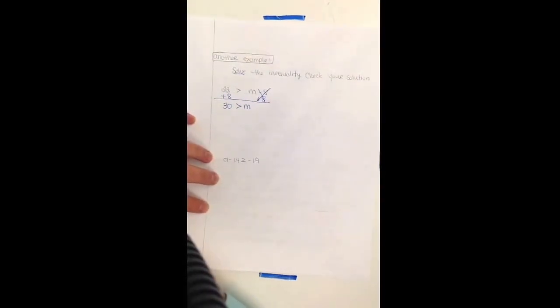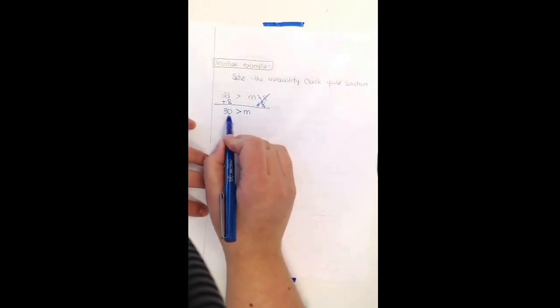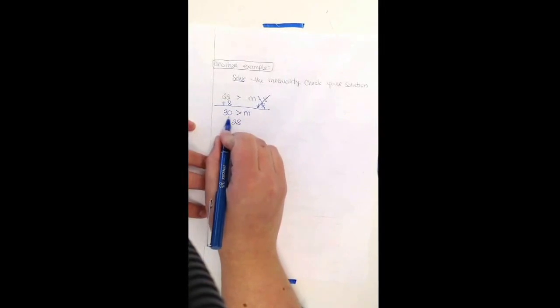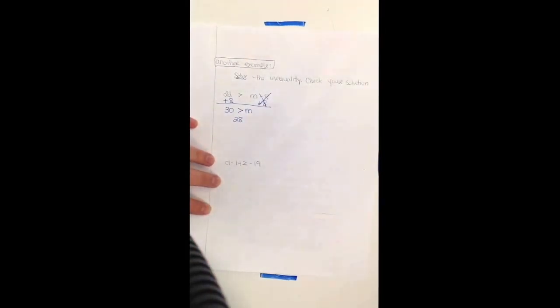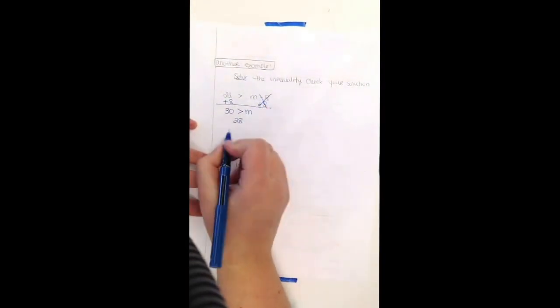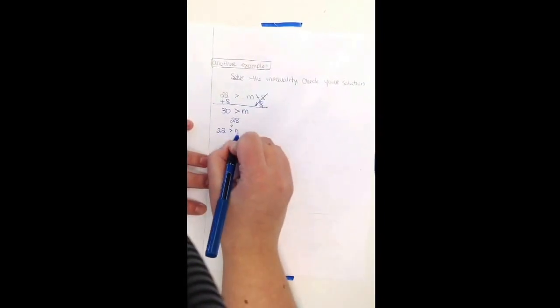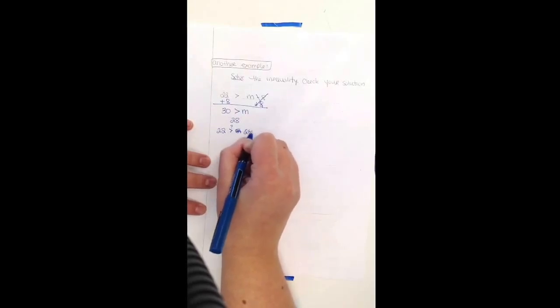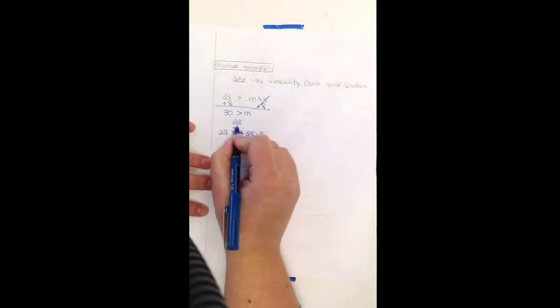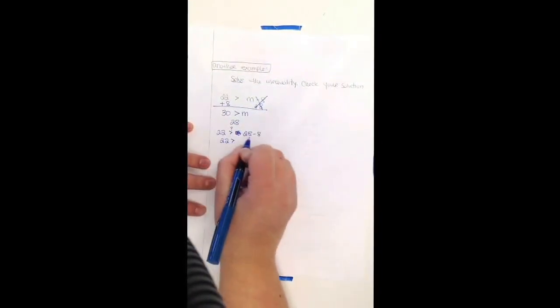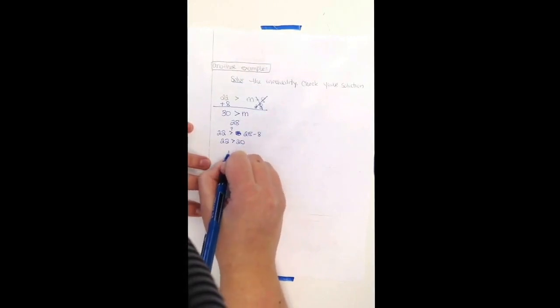That's my solution. So they're saying, let's check our solution. I want to pick m that's smaller than 30 because they're saying 30 is bigger than m. So I'm going to go with 28 because if I were to put that in, is 30 bigger than 28? Yes. So to check my answer, I plug it into the original equation. I say 22, is it greater than 28 minus 8? I'm plugging my 28 in for my m. So 22, is it greater than 20? Yes.